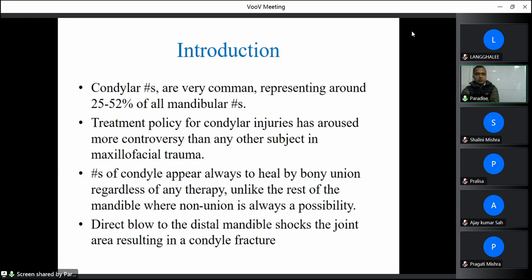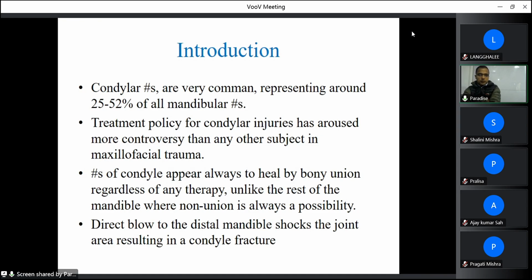Treatment policy for condylar injuries has aroused more controversy than any other subject in maxillofacial trauma, because previously, whenever there was a condylar fracture in the mandible, all the condylar fractures were treated by non-surgical treatment. Usually, surgery was not indicated before. Traditionally, all the condylar fractures were treated non-surgically. But nowadays, most or almost all of the condylar fractures are treated surgically.